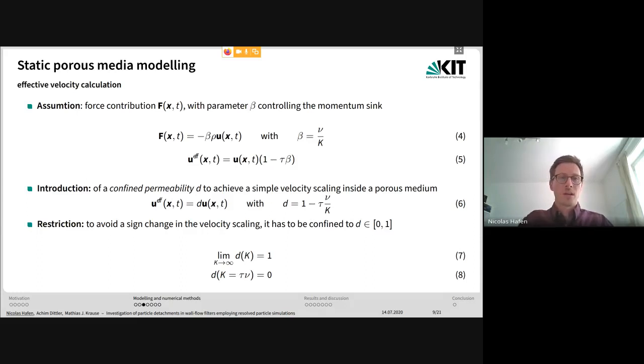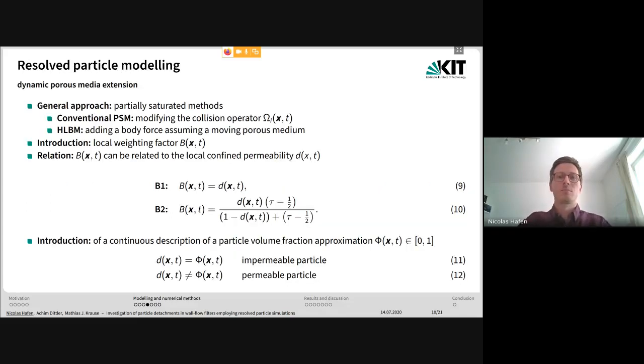So we also have some dependency on the simulation setup. Having said that, we want to simulate a moving porous medium next to the wall that we model as a porous medium. For that, we use the partially saturated method as a general approach. But contrary to the conventional methods, where a weighting factor weights between different collision operators, we add a body force, assuming a moving porous medium. This is also why the static porous medium was introduced before. And as in conventional PSMs, we need a local weighting factor for that.